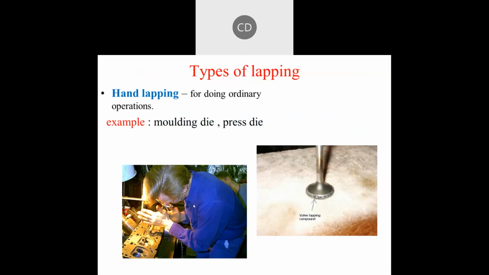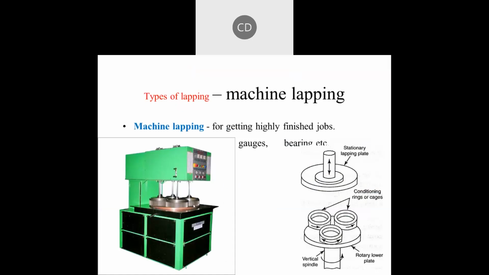The types of lapping we have: first is hand lapping. It is the method used for ordinary operations; molding dies and press dies are examples of the lapping process. The next type is machine lapping, used for getting highly finished jobs. We get high accuracy and precision after the machine process, so that is the most probable method to prepare for machine lapping.